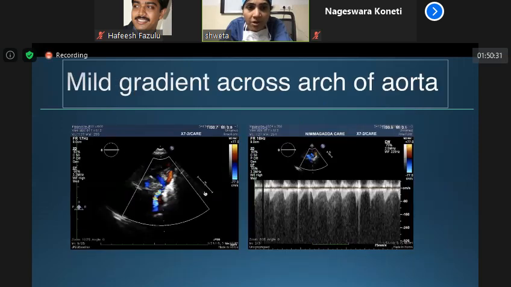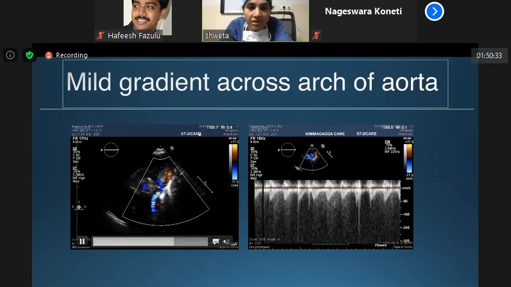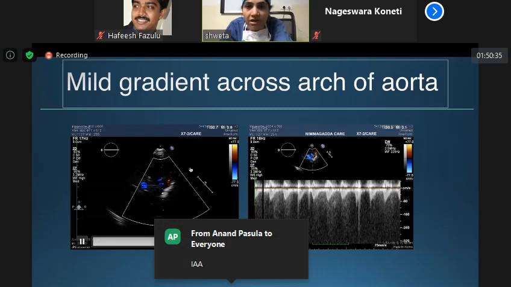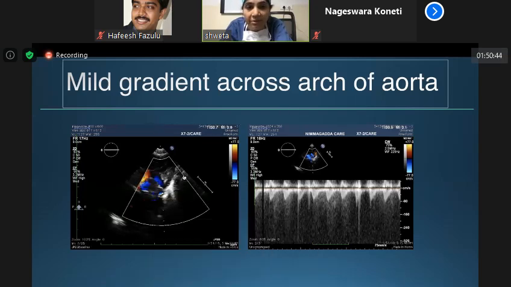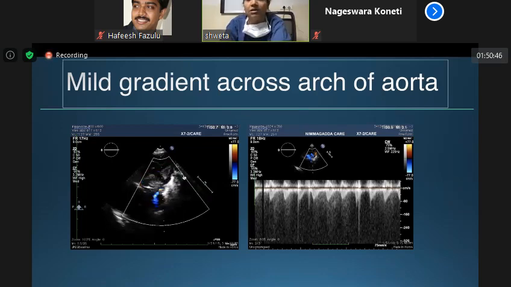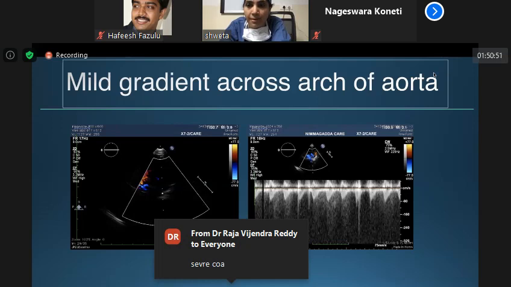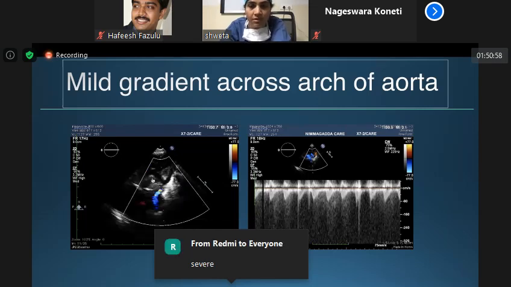Now this is his echo. There is a flow acceleration across the arch and you can see that the gradient is only 2.5 meters per second. So what do you want to do? You want to label this as a mild coarctation? In presence of severe ventricular dysfunction, ma'am, the gradient can still be underestimated, but the flow in the descending aorta should be assessed again, and it will be considered as a severe coarctation.